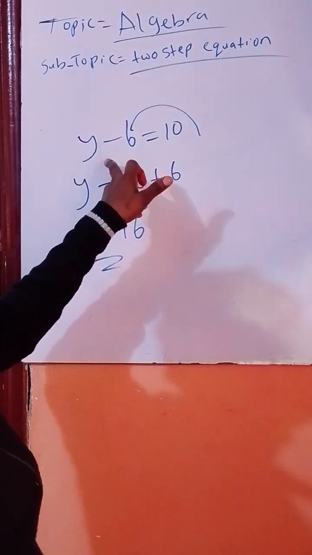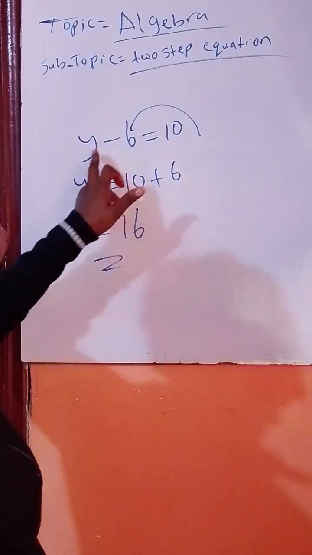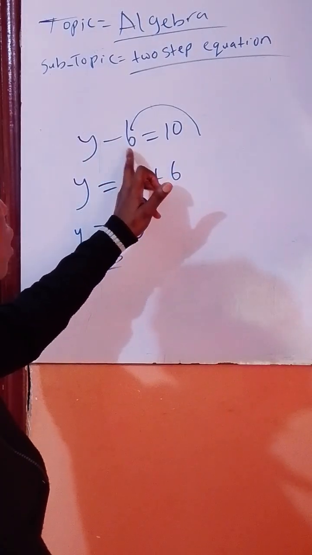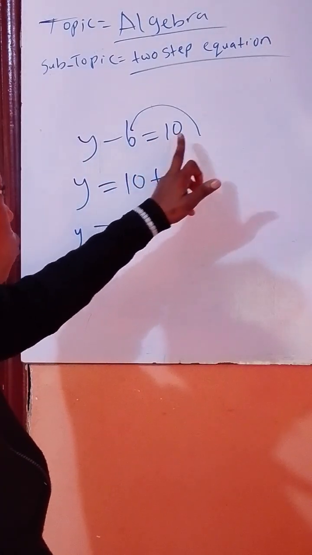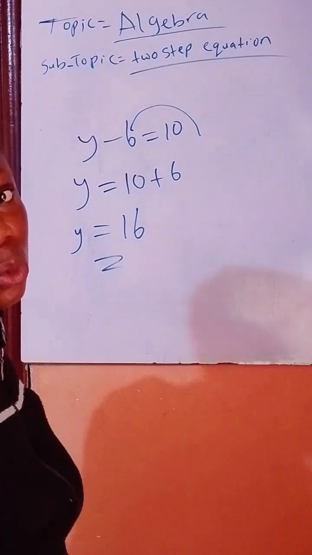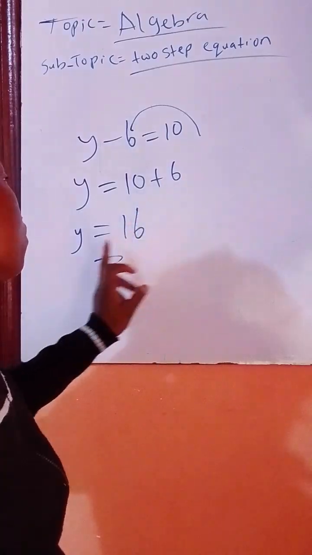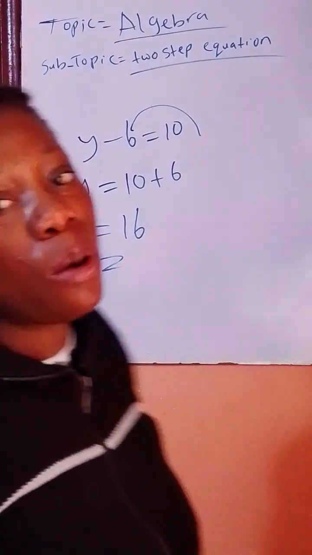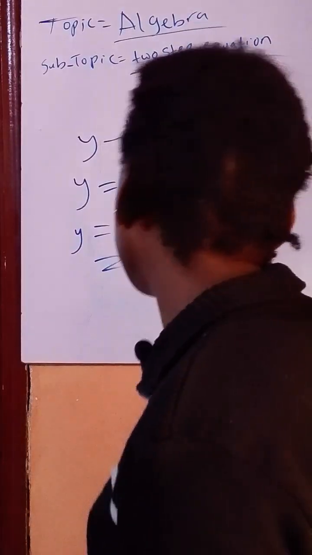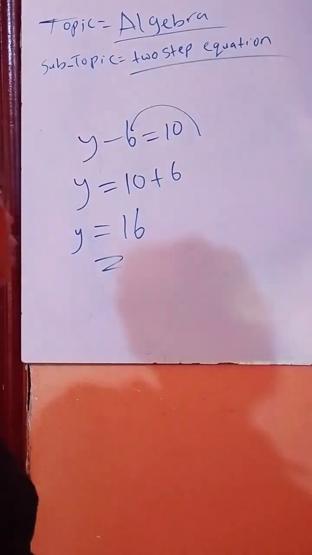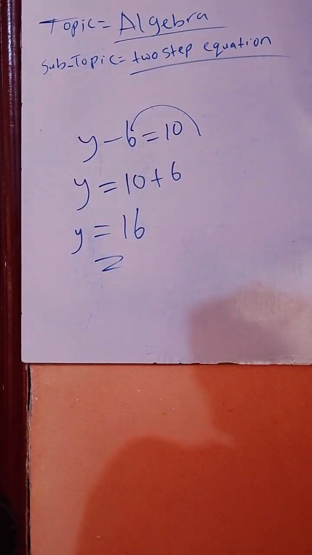This is our question. y minus 6 equals 10. You bring down your y. We have minus 6. When it crosses this equal sign to meet this 10, it will change to plus. Then we have y equals 10 plus 6. y equals 16. That means our y is 16. Let's solve.